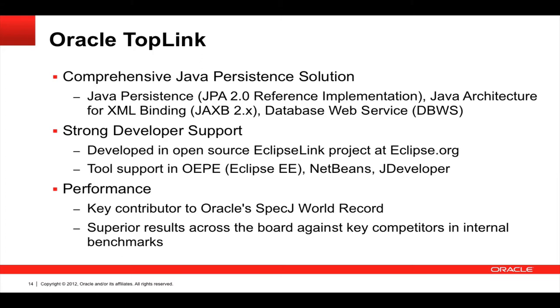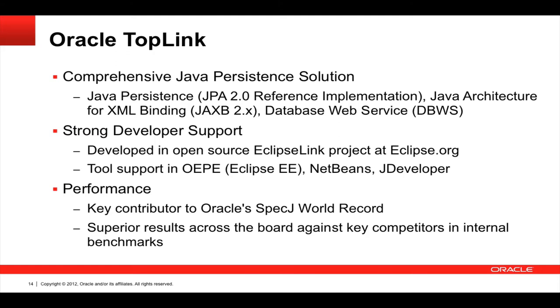The second product in our integration is Oracle TopLink. Now, TopLink is a Java persistence solution that's most commonly known as an object relational mapping framework. It includes a Java architecture for XML binding implementation and support for database web services for bending out relational data over web services. It's got very strong developer support as it's developed mostly in open source at the Eclipse Foundation as part of the EclipseLink project. And there's quite a bit of tool support in the various popular IDEs, including Oracle Enterprise Pack for Eclipse from Oracle, NetBeans, and JDeveloper.